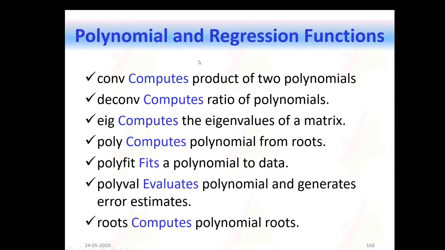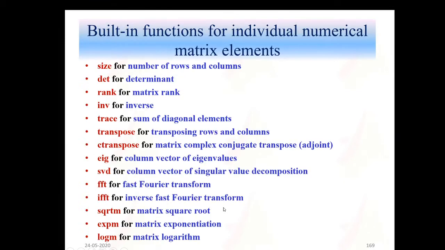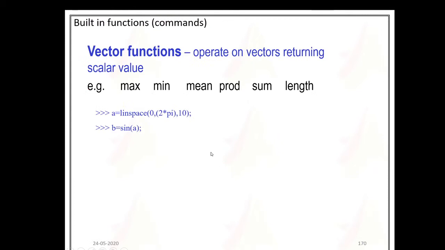Okay. Then the polynomial and regression functions. Convolution, CONV, computes the product of two polynomials, deconv, eigen, polynomial, polyfit fits the polynomial to data. Polyval evaluates the polynomial and generates the error estimates. Roots computes the polynomial roots. Likewise, we have size, determinant, rank, trace, eigenvalues, FFT, IFFT, and logarithmic. These things are available. And you can see here the vector functions.